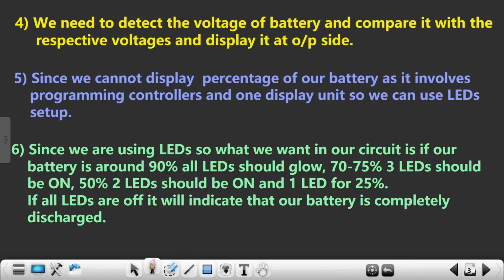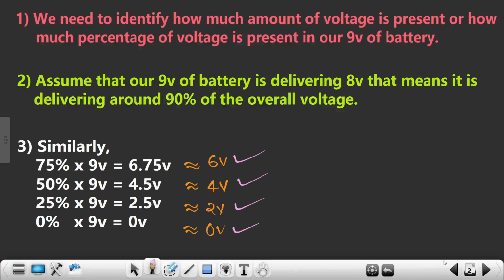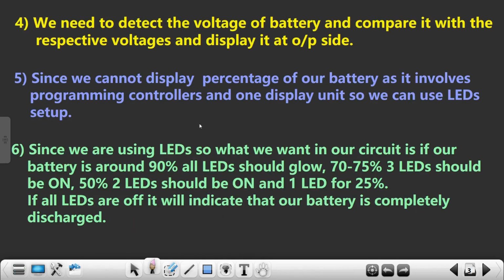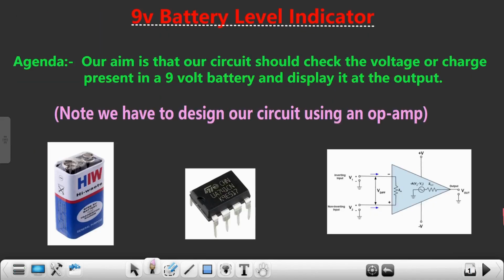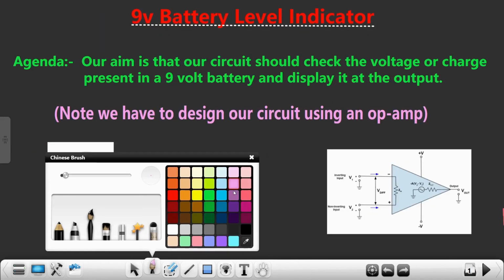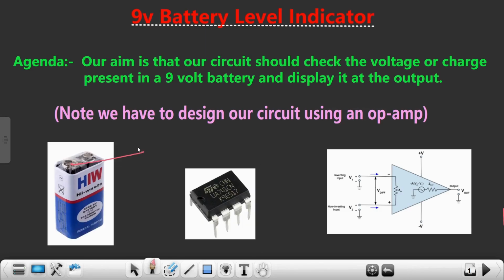Now that we have tried taking the integer values, let's decode the further things. We need to detect the voltage of the battery, compare it with the respective voltages, and display it at the output side. You see over here, this is my battery. Our first intention is to detect the voltage coming out of the battery. Let's suppose the voltage is 7 volts. We first detect this 7 volts, and then we compare it to see if it is greater than some reference voltage.